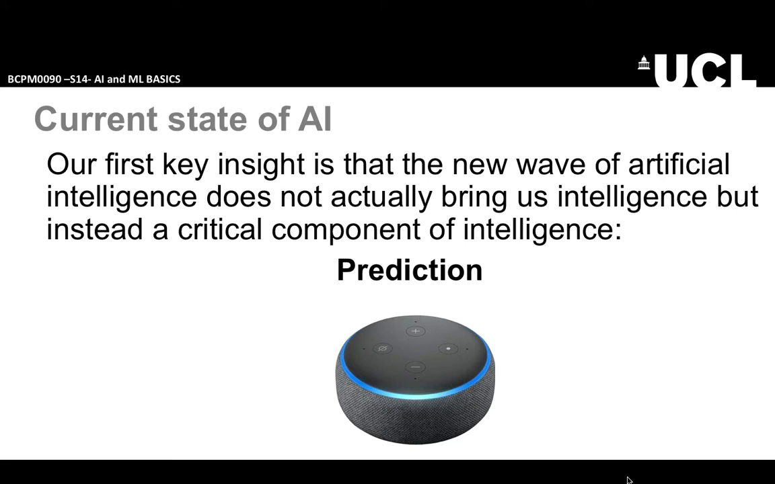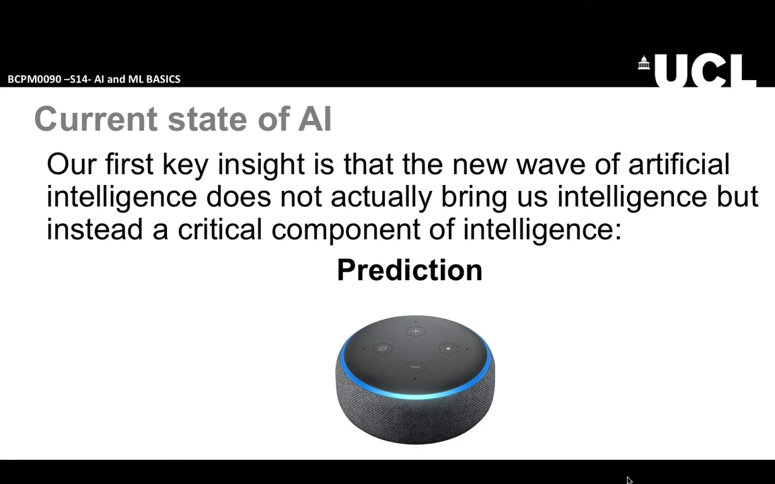So the question is, what's the current state? What's the current level of artificial intelligence nowadays? Maybe the first key insight is that this new wave of artificial intelligence does not actually bring us intelligence, but instead a critical component of intelligence, which is prediction.